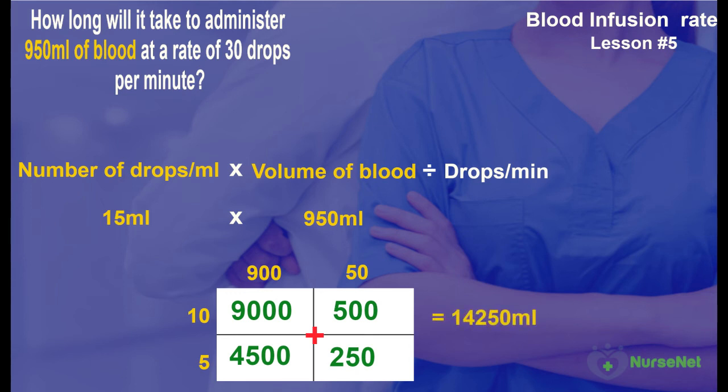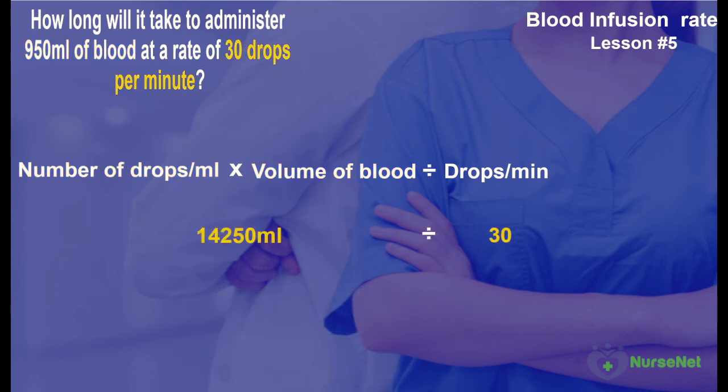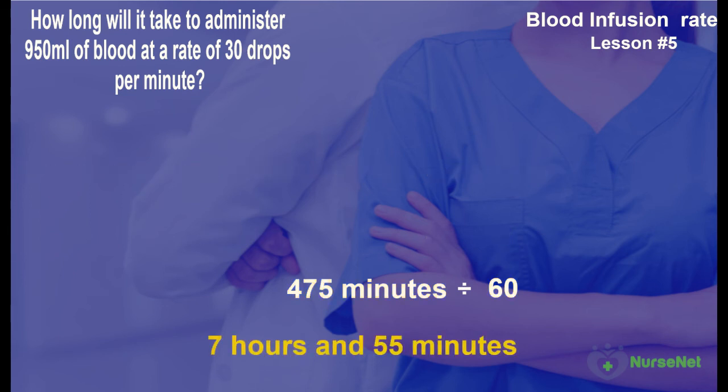So 14,250 divided by 30 drops per minute gives us a total of 475 minutes. Now 475 minutes divided by 60 gives us the answer of 7 hours and 55 minutes.